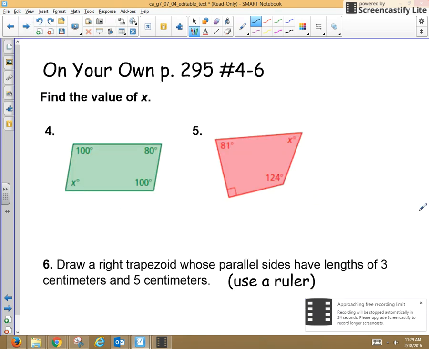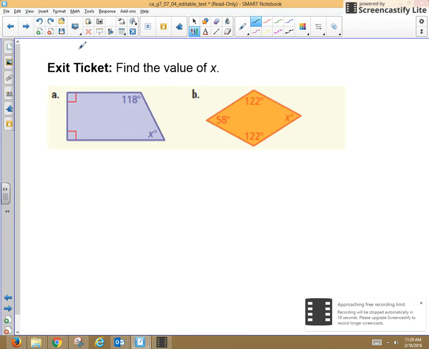Okay, right now I'd like you to try on your own 4, 5, and 6. Pause the video to work these out. Your exit ticket for today is to find the value of x for A and B. Remember, quadrilaterals equal 360 degrees.